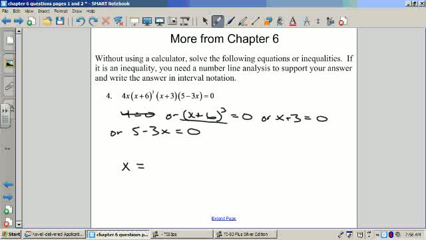If x plus 6 cubed is equal to 0, x must be equal to negative 6. If x plus 3 is equal to 0, x must be equal to negative 3. And if 5 minus 3x equals 0, then 5 is equal to 3x, so x is equal to 5/3.